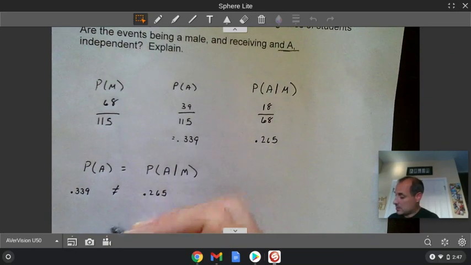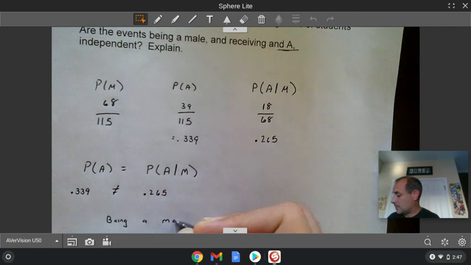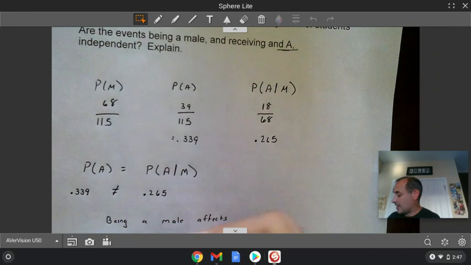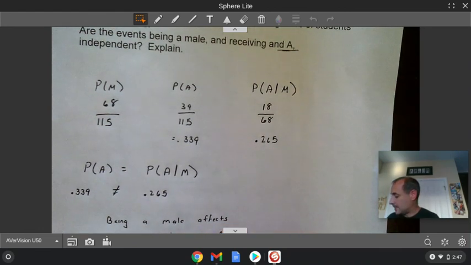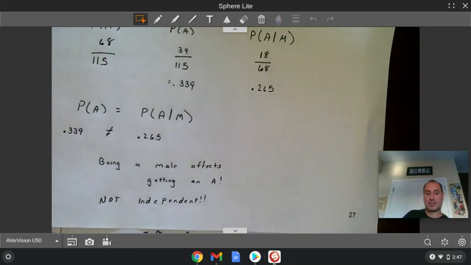Therefore, being a male affects getting an A. They are not independent events. Not independent events. Okay, that's a good place to stop today.